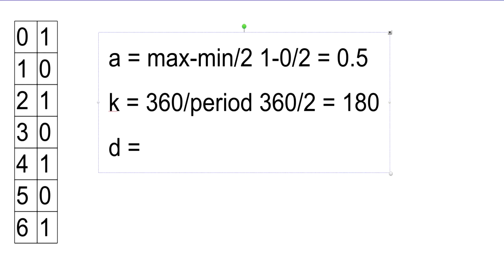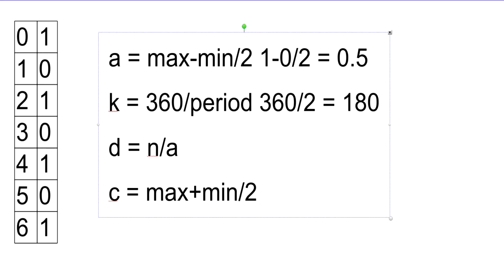For d, as we remember from last time, for our cosine equation we don't have a d value, so we put not available. Finally, our c value is our axis of curve, so that is max plus min divided by 2. So 1 plus 0 divided by 2 equals 0.5.